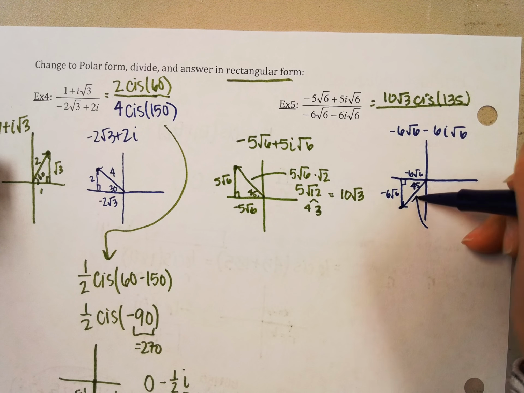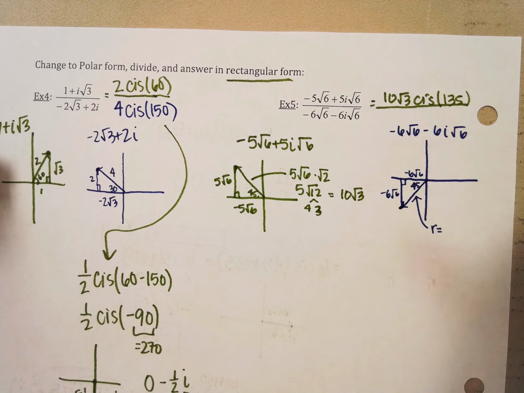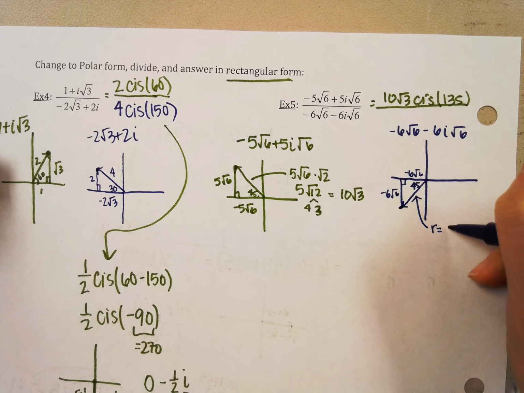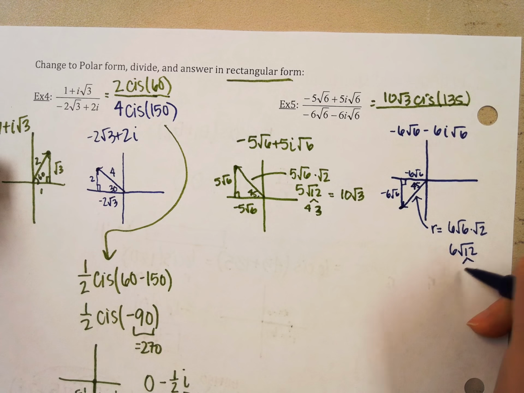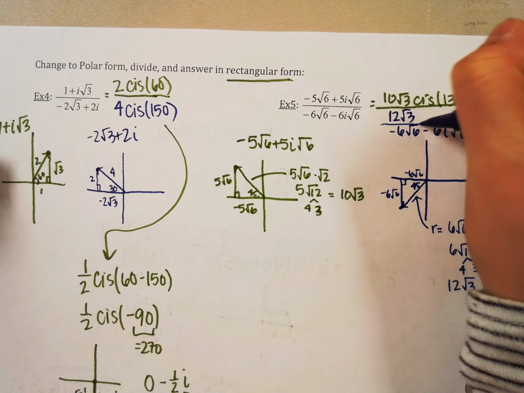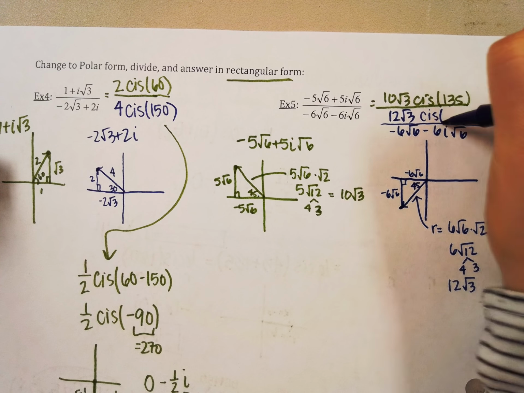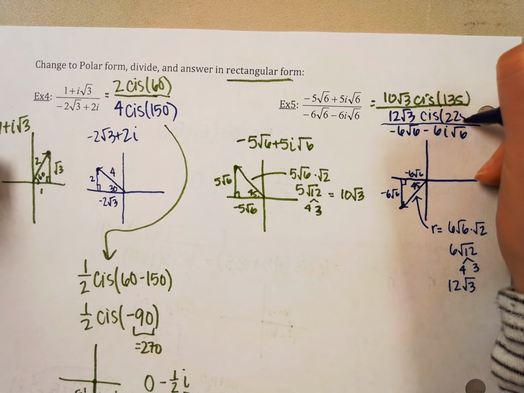To find our hypotenuse here, again, our R value that we're looking for, since it's a 45, 45, 90, we would multiply by root 2. So it would be 6 root 6 times root 2, which gives 6 root 12. And again, same thing, we can simplify this. And so we can pull that 4 out, take the square root, you get 2. 2 times 6 is 12, and we have that left over root 3. So 12 root 3. And then the angle in quadrant 3, 180 plus 45 degrees, is 225.